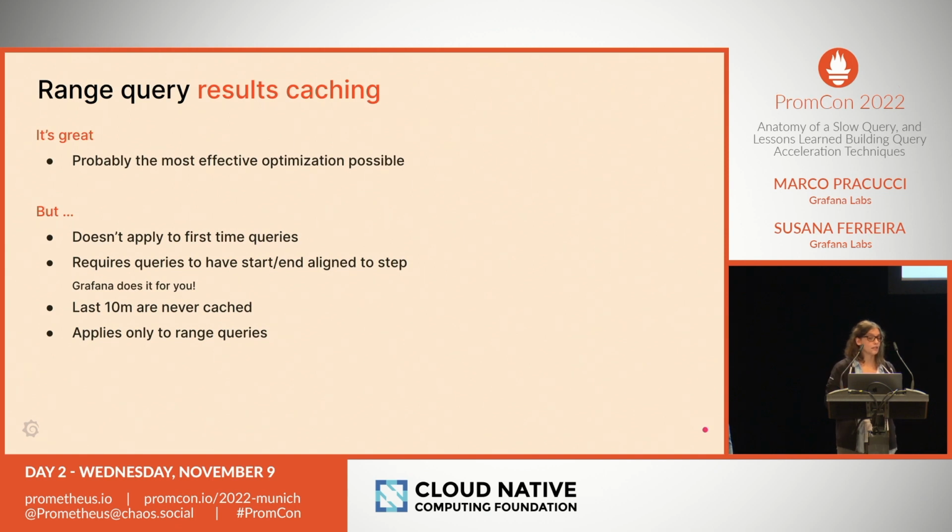Again, the last 10 minutes of data are never cached. This is because these are push-based systems, so it's always possible that with remote write, we don't have the most up-to-date data right now. And it only applies to range queries.